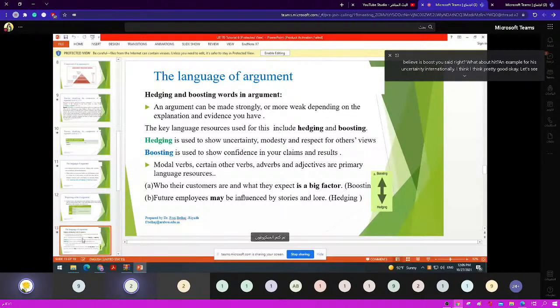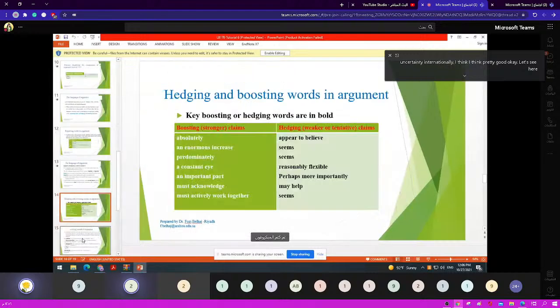Let's see here. شايفين البوست absolutely. Okay. Predominant, constant eyes, important part. يعني في حاجة تدلل in something 100% you are sure 100% or you are confident. لكن الهيدج weaker, right? Appear على ما يبدو الظاهر. Okay. Perhaps, maybe, might هذول كلها ايش دلالة or what guys or hedge weaker and you are not sure 100%.